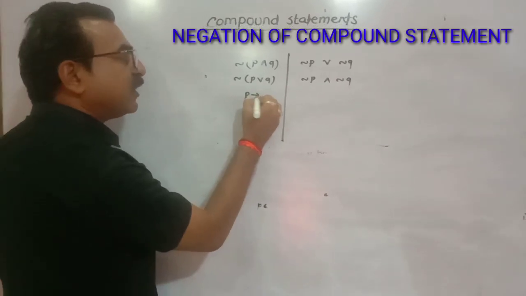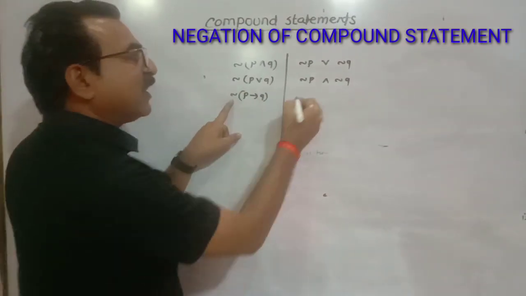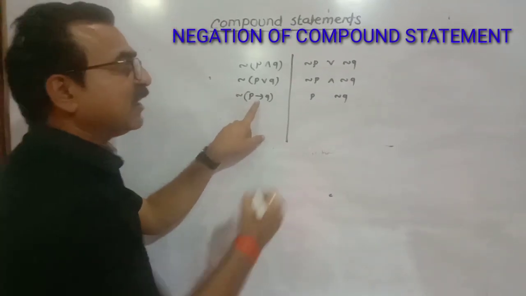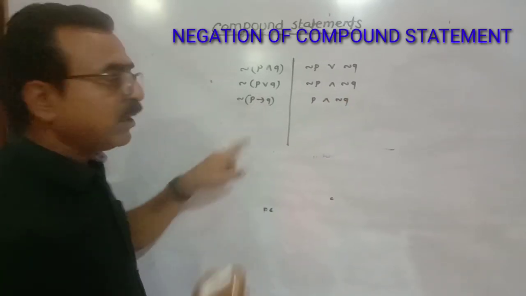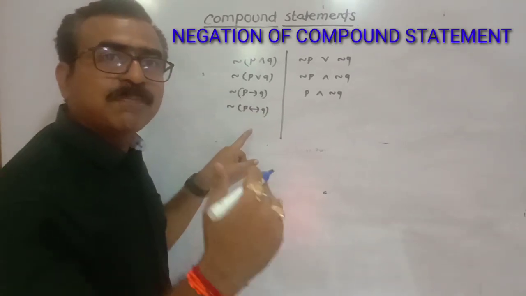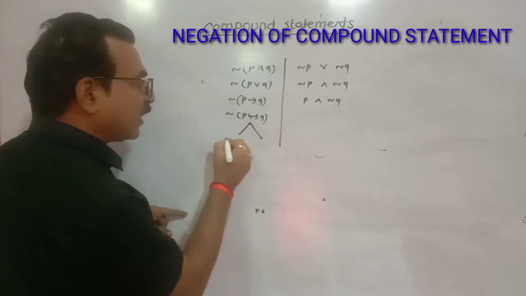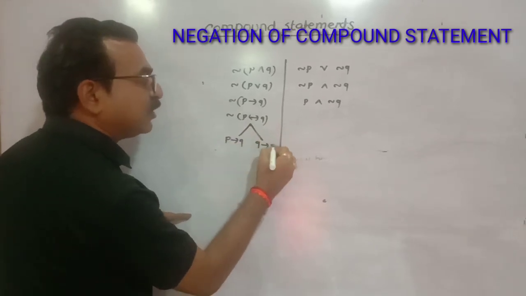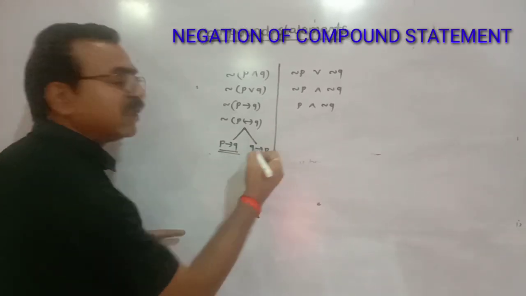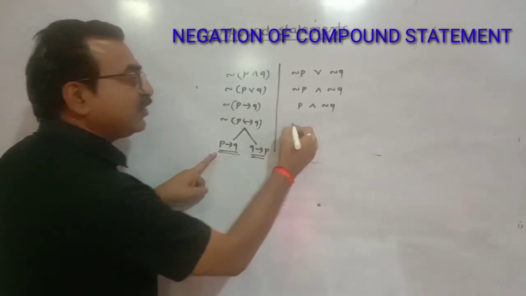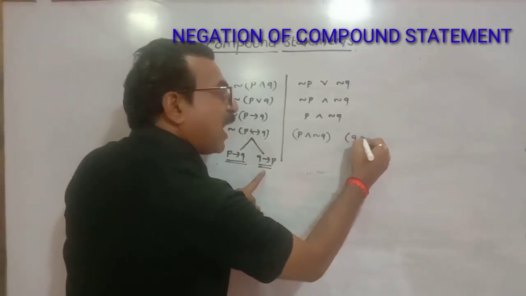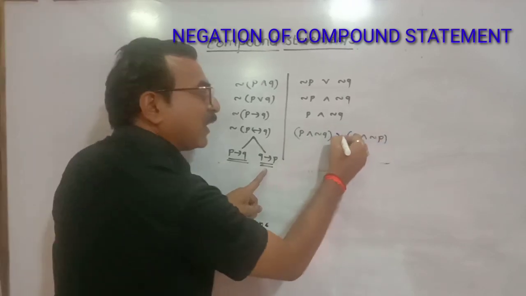In the case of a conditional statement, keep the first statement as it is and perform the negation of the second statement. Okay? And replace this conditional symbol by and. In the case of a biconditional statement, split it up as P conditional Q and Q conditional P. Initially, write down the negation of P conditional Q, then write down the negation of Q conditional P. So the negation of P conditional Q is P and the negation Q. The negation of Q conditional P is Q and the negation P. And connect these two brackets by OR.